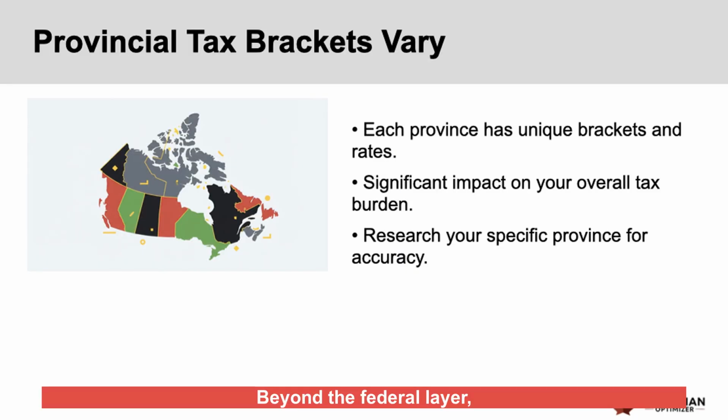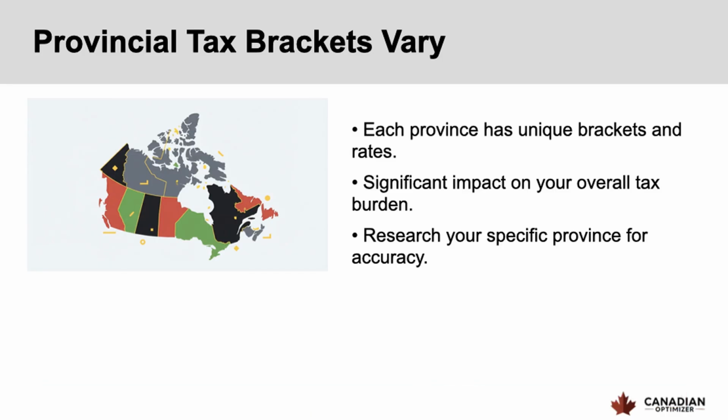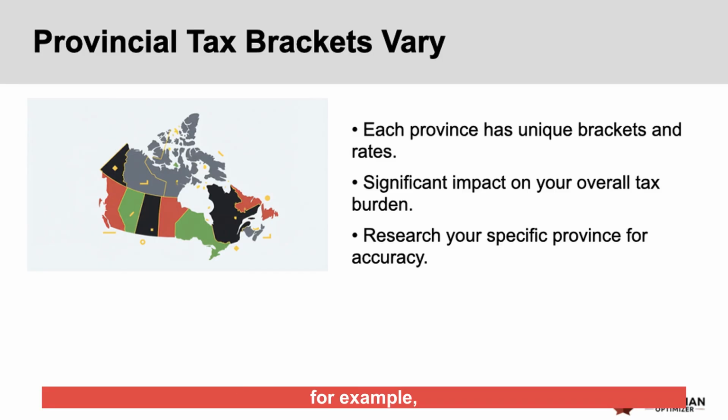Beyond the federal layer, we have the provincial and territorial tax brackets, and this is where things get truly diverse across Canada. Each province and territory sets its own unique set of income thresholds and corresponding tax rates. This means that a resident of Alberta, for example, will have a different provincial tax liability than someone earning the exact same income in Quebec or British Columbia. These provincial rates can significantly alter your overall after-tax income. It's imperative to consult the official financial information for your specific province or territory when planning your finances for 2026 to get the most accurate picture of your tax obligations.